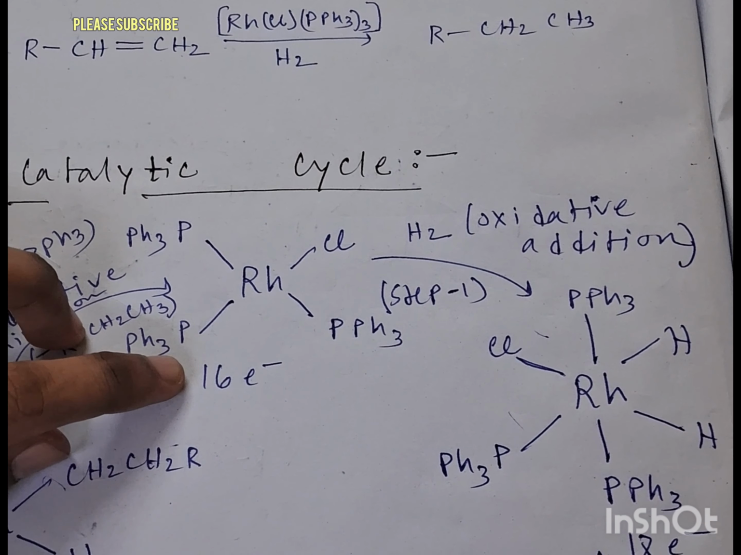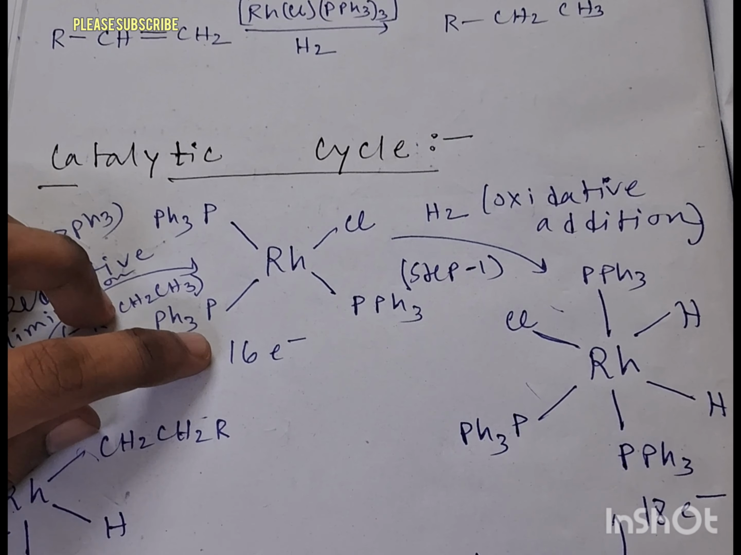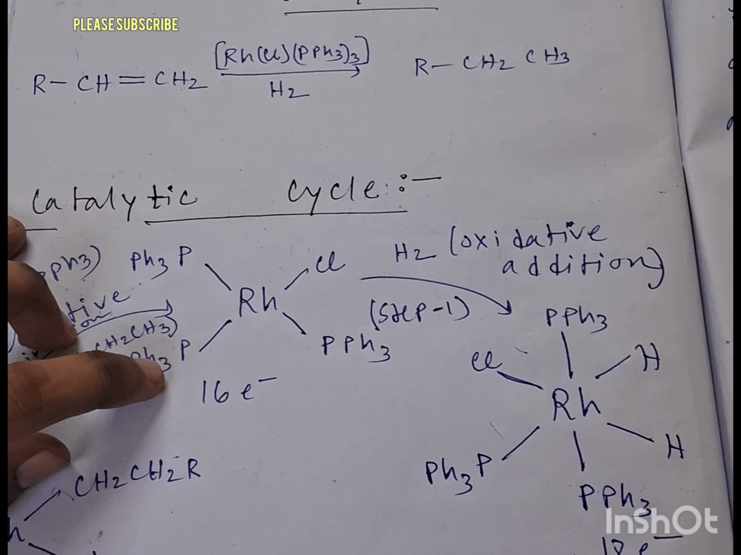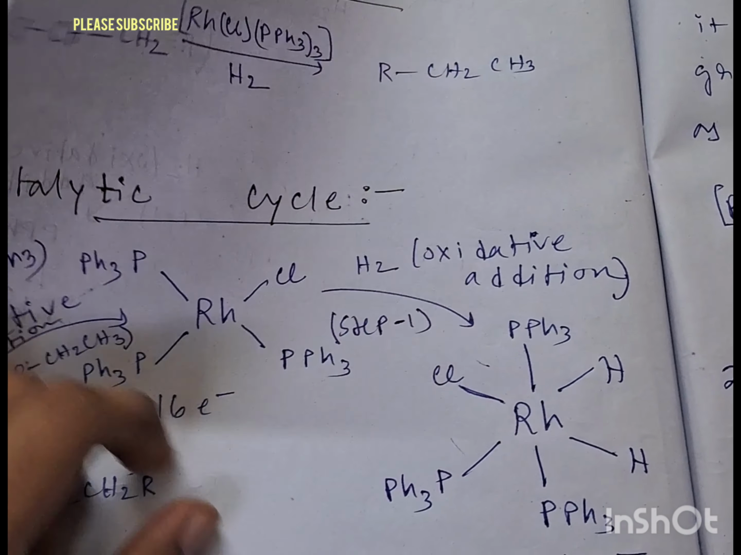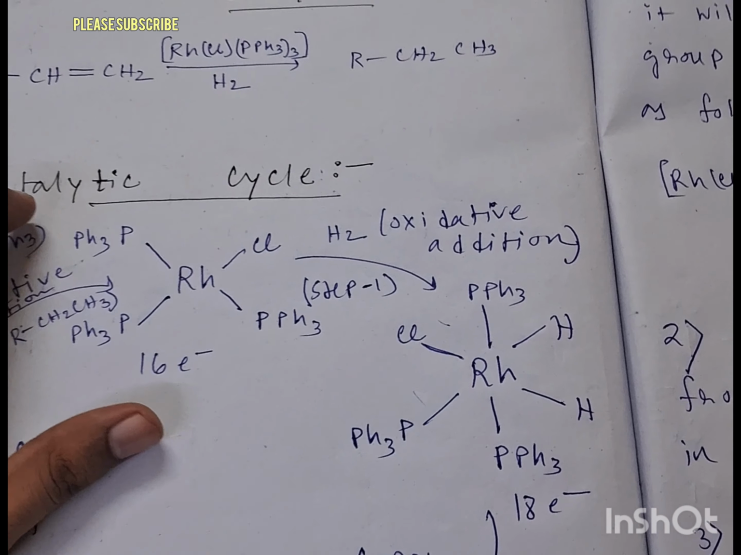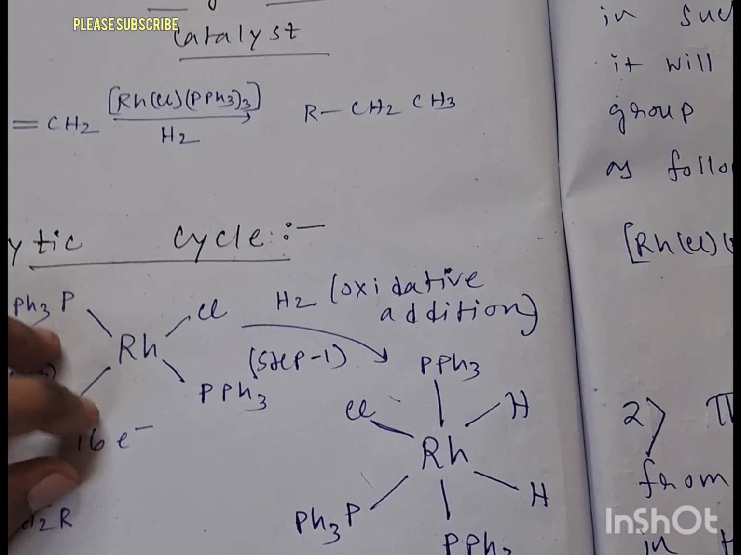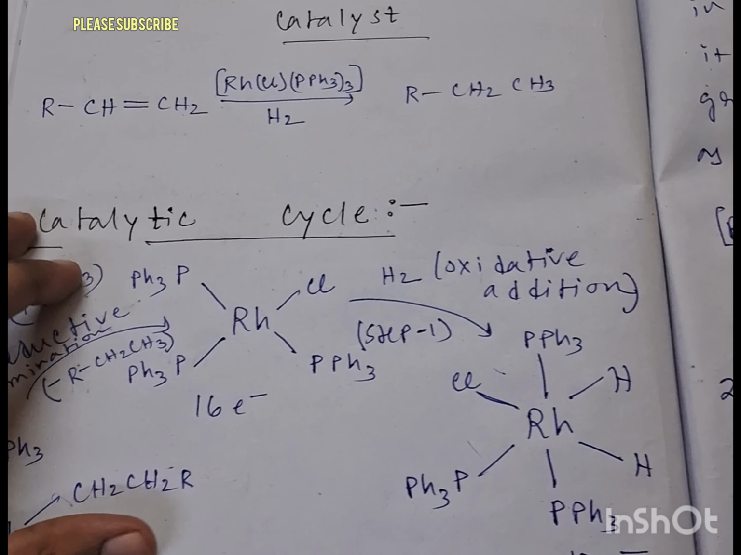First of all, it is a 16 electron system, square planar complex. I have already told you at the beginning. So due to oxidative addition of hydrogen, the number of electrons also increases from 16 to 18, that is square planar to octahedral.